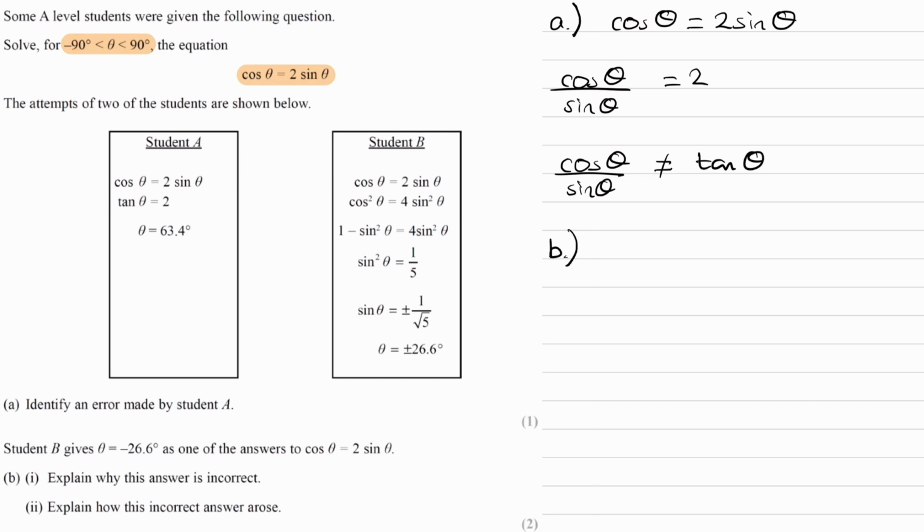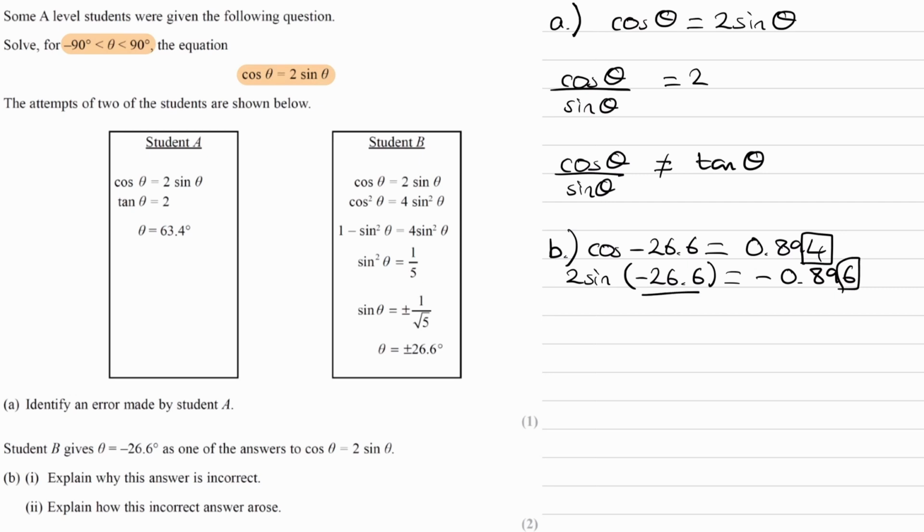For part B, student B gives theta is equal to minus 26.6 as one of the answers to the equation. We're trying to explain why this answer is incorrect. If we put minus 26.6 into the equation, cos of minus 26.6 is 0.894. And then for the right-hand side, 2 sine of minus 26.6 gives us minus 0.896.